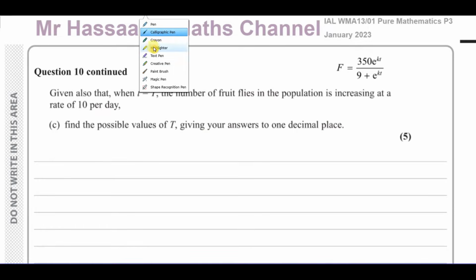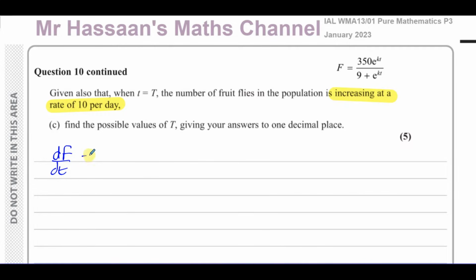They're talking here about increasing at a rate of 10 per day. So we're talking about the rate of increase of the population with respect to time per day, which we can write as dF/dt. Basically they're telling us that dF/dt is equal to 10 at the time when t is equal to capital T. So in order to solve this problem, we have to take the function F in terms of t and find dF/dt.